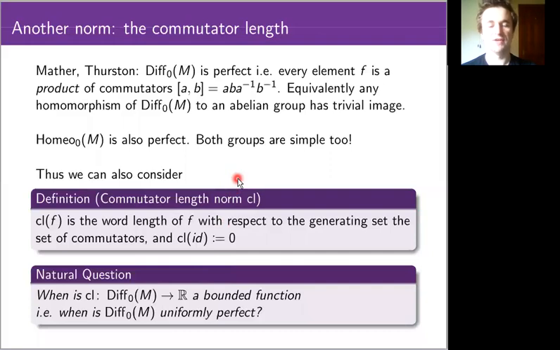Another norm that we can define on these groups is the commutator length norm. So Mather and Thurston showed that Diff-naught of M is perfect. So every element is a product of finitely many commutators. Turns out that the homeomorphism groups are also perfect. And an argument of David Epstein then shows that both these groups are simple as well. So we can also consider the commutator length norm on these groups, which is basically the number of commutators required to write down an element.